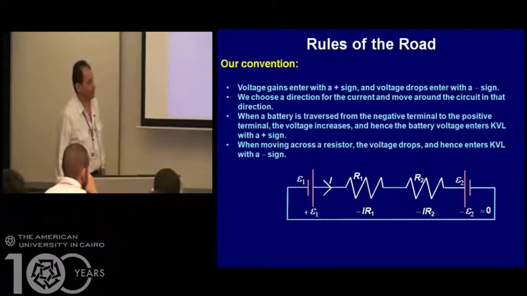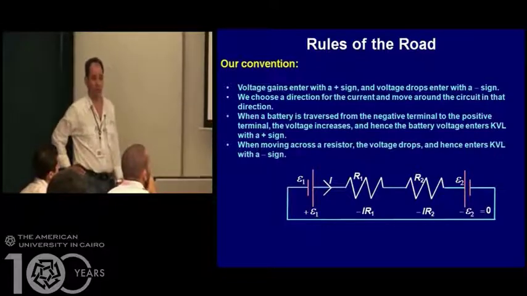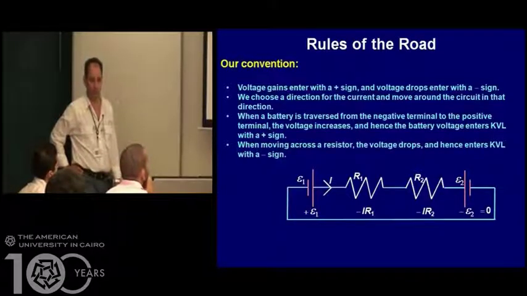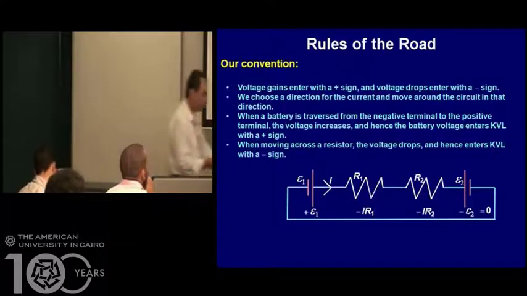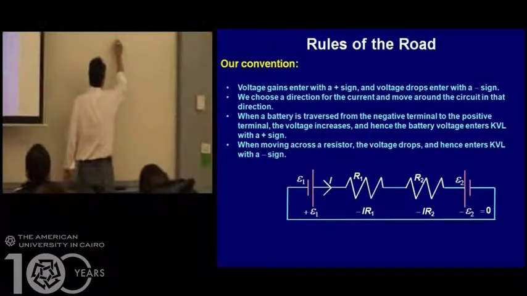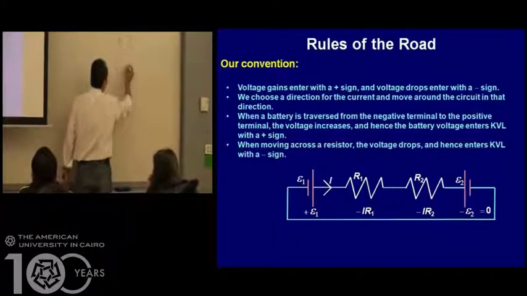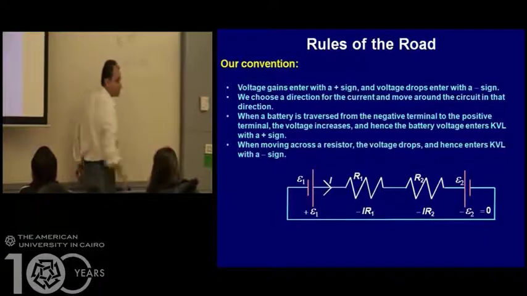So this is the battery. We're going to apply a few rules to apply Kirchhoff's voltage law. We have to have those rules in mind when we go and apply it. Again, Kirchhoff's voltage law, KVL, says the sum of the potentials will equal 0. This is Kirchhoff's voltage law.